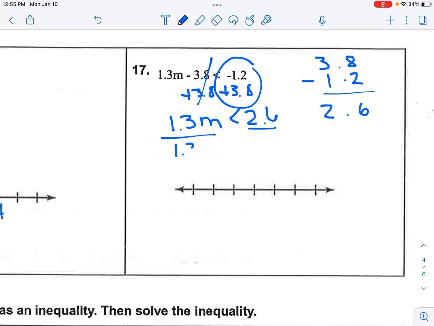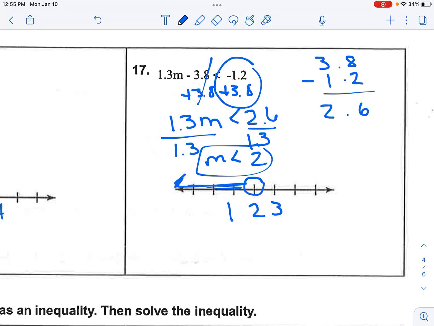Now, divide both sides by 1 3/10. m is less than 2. So I've got 2, 3, 1, open circle at 2, pointing to the left.